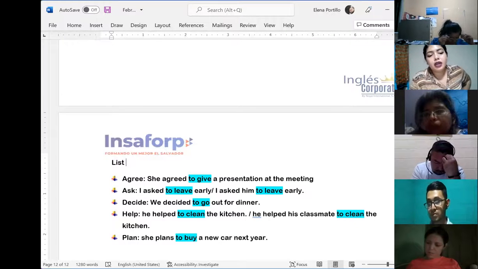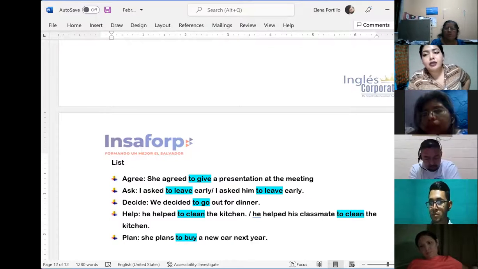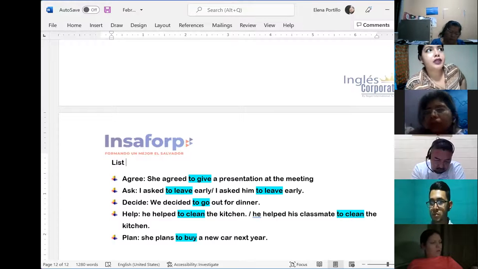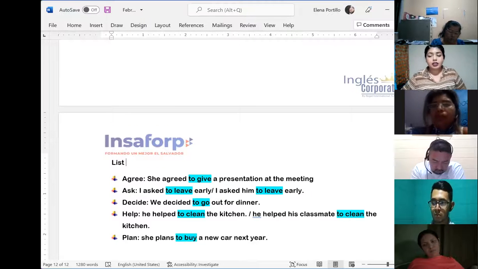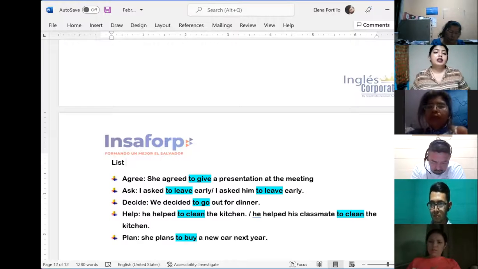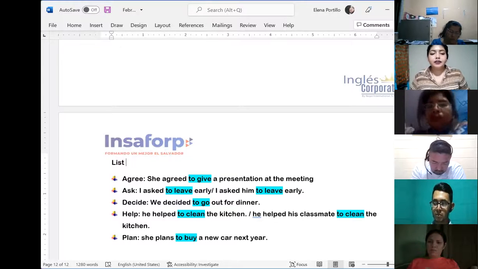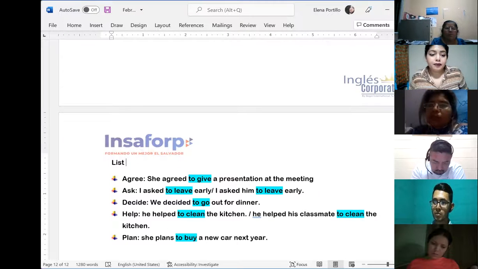For example, in number one, she agreed to give a presentation at the meeting. In that case, we are talking about the past, something that someone decided in the past because of the first part of the sentence. She agreed. Ella estuvo de acuerdo en dar una presentación en la reunión. Then the second one, I asked to leave early. I asked him to leave early. Pregunté para irme temprano. Le pregunté a él que nos fuéramos temprano.